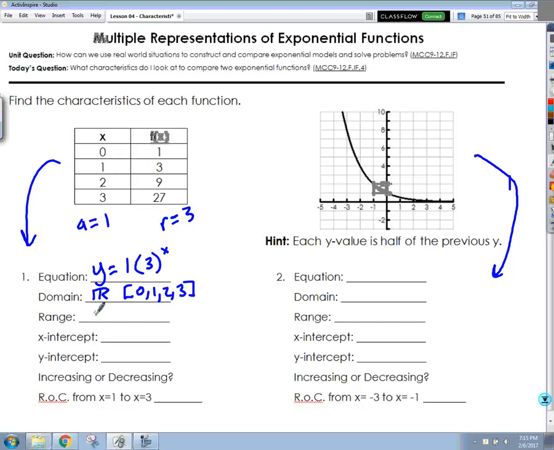Same thing for the range. We're going to count the 0 because we can plug the 0 in this equation to get an answer, which is 1. So, again, if this thing is going everywhere, we're going to put all real numbers, but based on the table, we're going to say 1, 3, 9, and 27. Okay? We put boxes on them because we're including them.